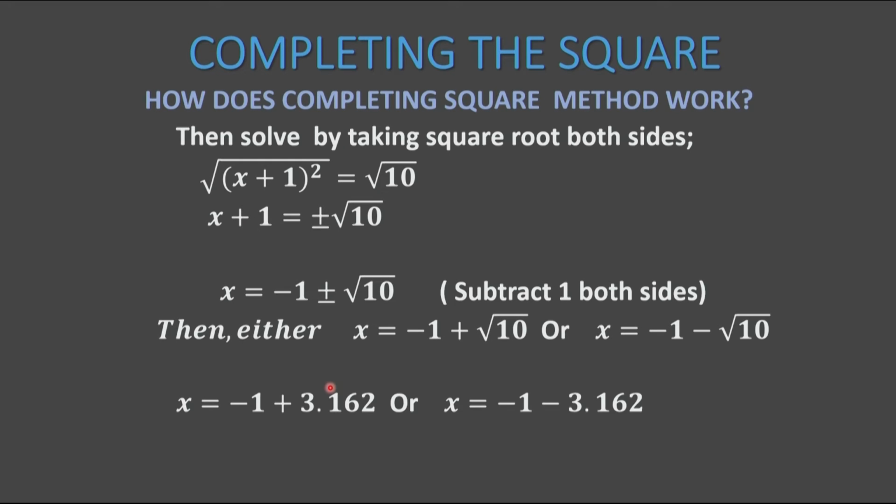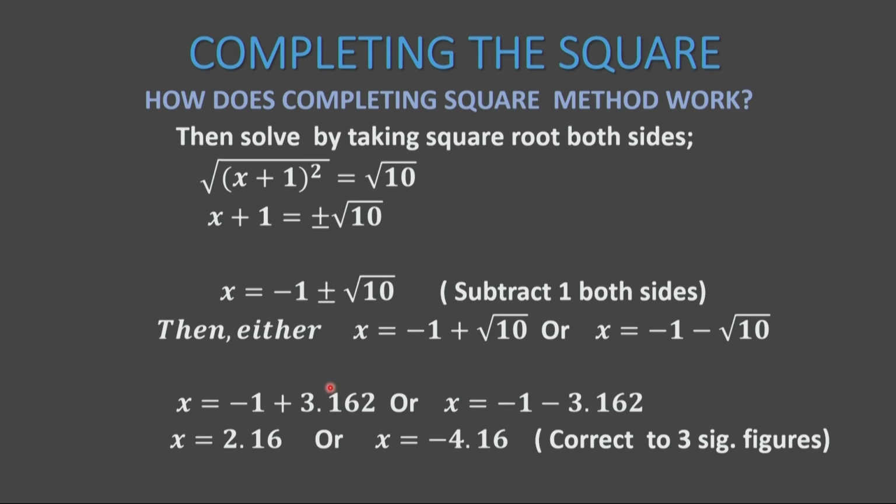Okay? And when I did that, I did some more calculations for you. You can see that. But the correct answer will just be x is equal to 2.16. That's one solution. The other can be x is equal to minus 4.16. And these answers are written correct to 3 significant figures. So far, so good. You okay, students?